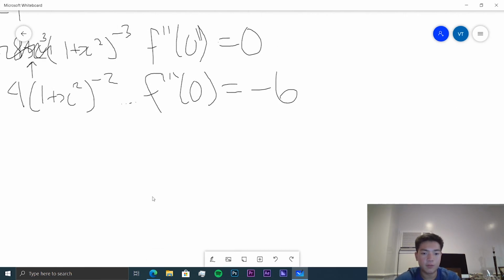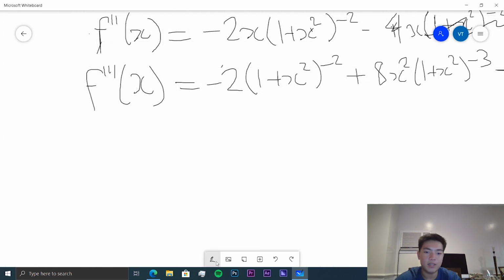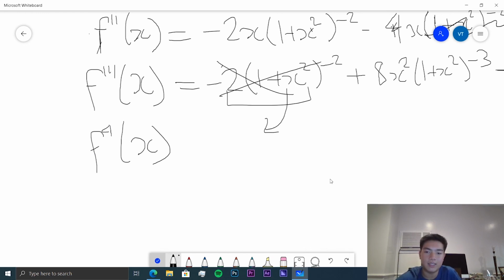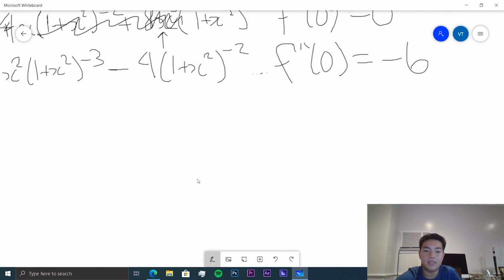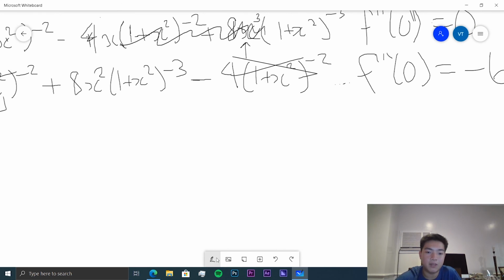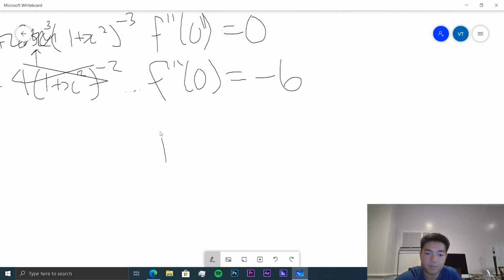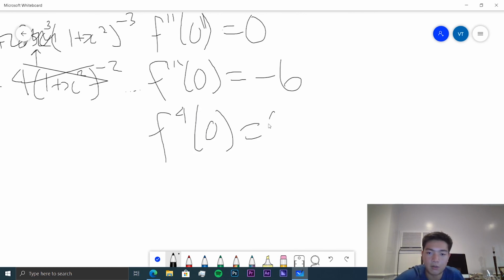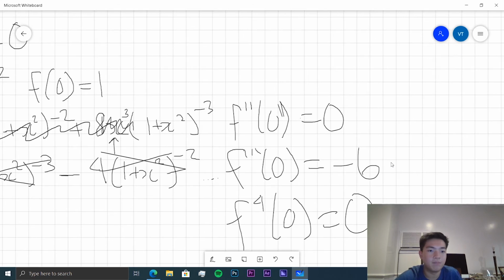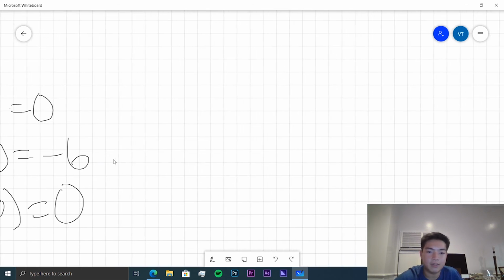And then for the fourth one, we can go through it, but straight away we can tell, of course, we need to derive the inside term, so this will produce no term without x in it. The same for this case. And then when we derive this there is x squared at the very least, so this will be equal to 0. So the fourth derivative at 0 will be equal to 0. So this final sequence will be equal to 0, 1, 0, negative 6, 0.